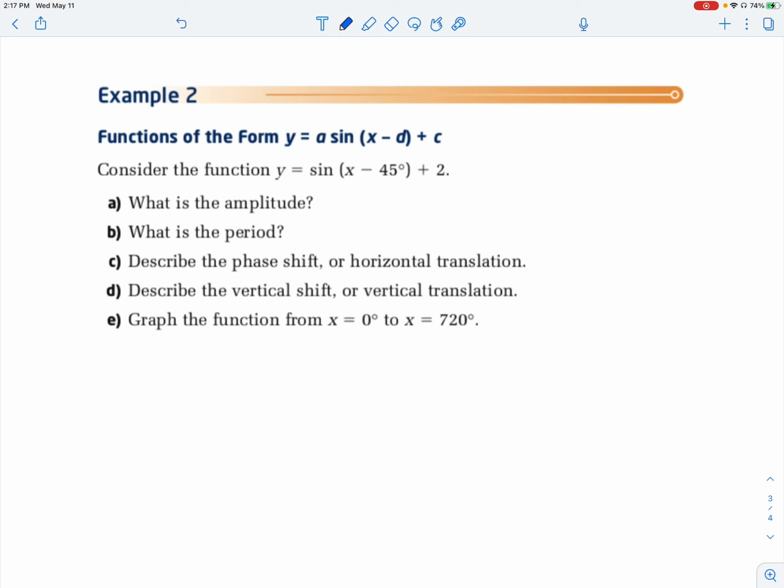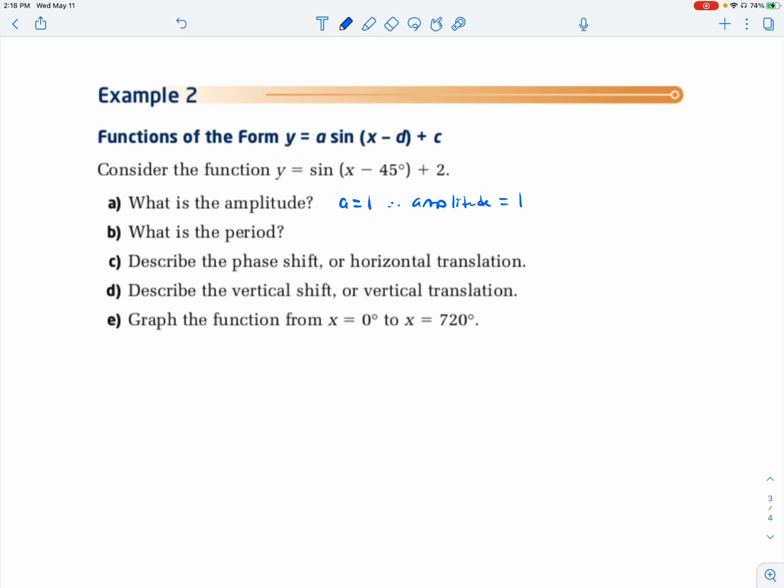So what is the amplitude for this function? I'm going to start by saying A is equal to 1. When we look at the equation, there's actually a 1 in front here. The parameter A is always in front of sine. It's always being multiplied. So I know there's a 1 here, so A must be 1. That just means that the amplitude is unchanged for this sine graph, and it's still going to be equal to 1.